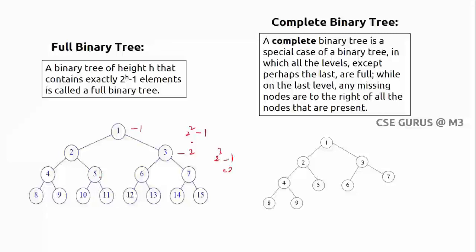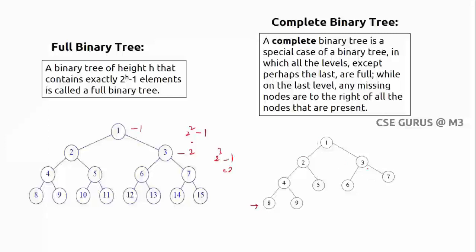Okay, yeah, so this is a full binary tree. So what about a complete binary tree? Here you can say it's a special case of binary tree in which all the levels except the last level are filled. What is the last level? Here you can see this is the last level. This last level is not completely filled, but the remaining levels are all finished.